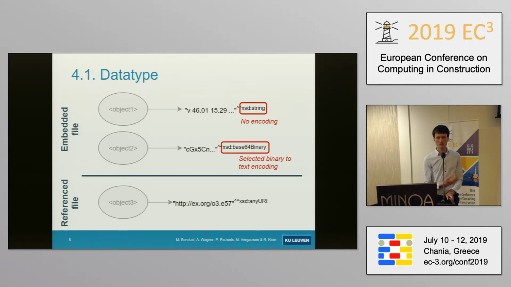We don't need any encoding. But if you would use, for example, a binary format, we need some kind of encoding. In this case, we can use the data type to express which kind of encoding is used. Is it base 64? Is it hexadecimal? Or is it some other encoding? And then the other method: if we reference external files, we can use the data type XSD anyURI to reference local files or files online.